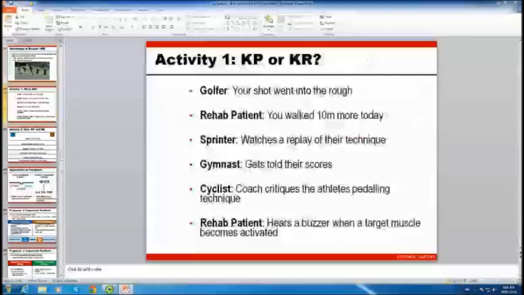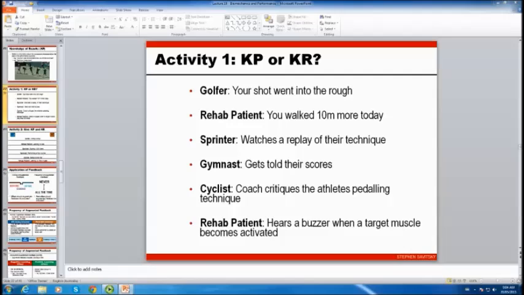So tell me this. We have a golfer and I say, your shot went into the rough. KP or KR? KR, because I'm saying, here's what happened. Knowledge of results, here's what happened. Rehab patient, I tell them, you walked 10 meters further today. KR or KP? Is it an end result? Is it a summary? If it is a summary, an outcome, it must be KR.